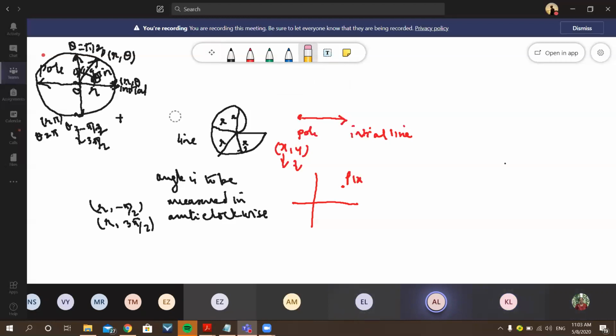I don't really know what polar coordinates are. Are they just coordinates on a circle? They are coordinates like x and y.